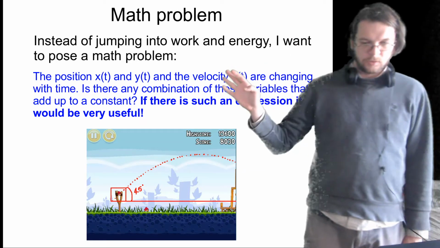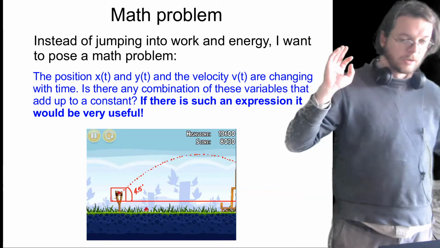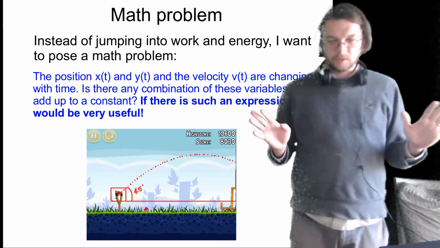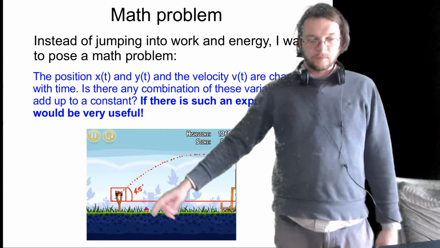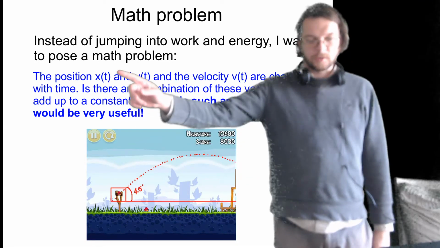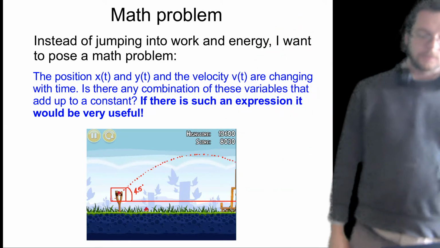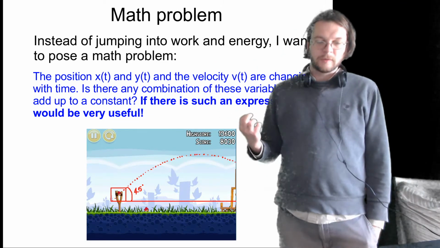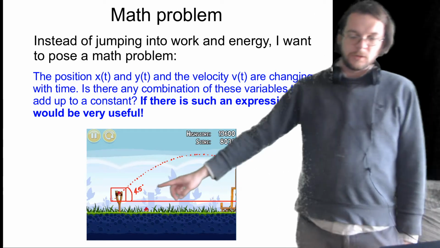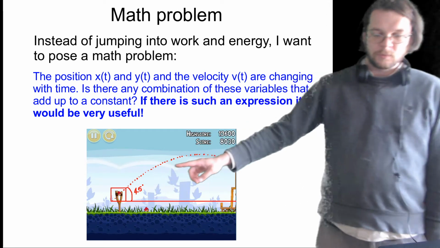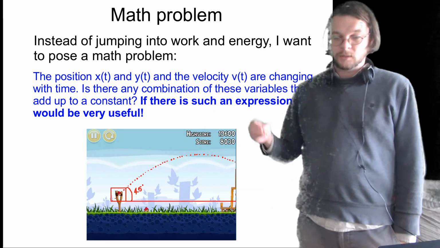So instead of jumping into work and energy and saying, oh, there's this vocabulary word and this vocabulary word, consider the following mathematical problem: you're launching something at some angle, and there's some position x as a function of time and y as a function of time. There's also the velocity as a function of time. Is there any combination of these variables that adds up to a constant? In other words, no matter at what time we're thinking about the position of this object, is there some combination of these things that adds up to a constant?